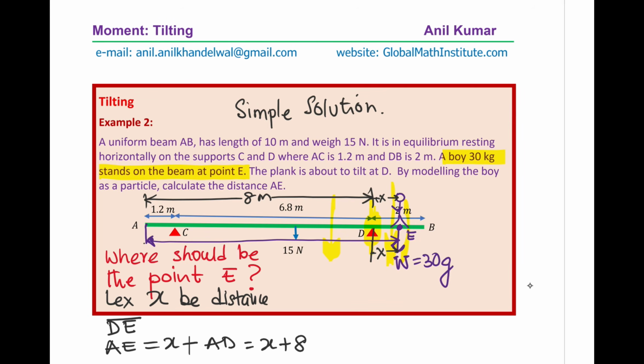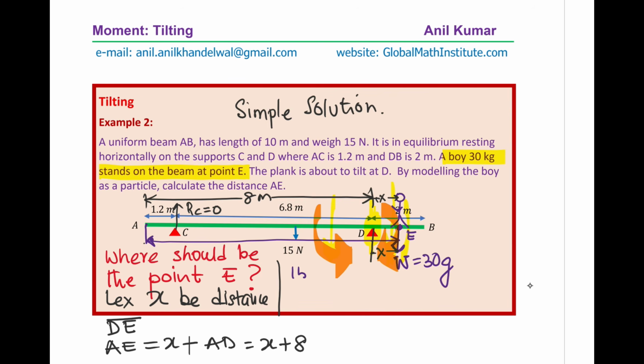Now if that is the case, take moments about point D, right? Since it is tilting, the reaction at C is 0. Clear? So the only moments acting about D are one because of the weight of the rod, which is in the counterclockwise direction as you can see here, and the other because of the boy, in the clockwise direction, and they should be equal. Perfect. So that is what we have to equate.